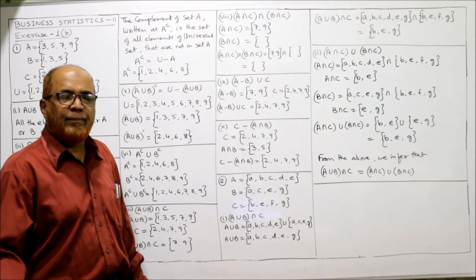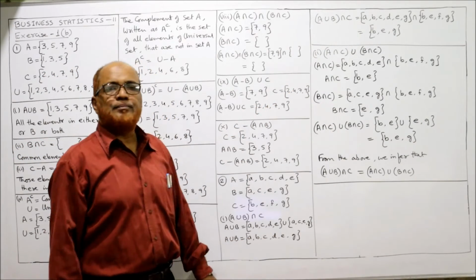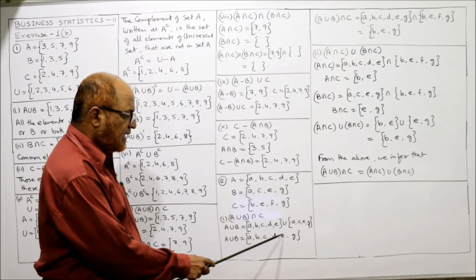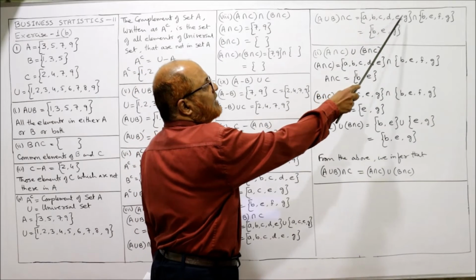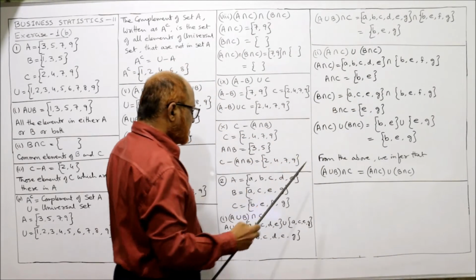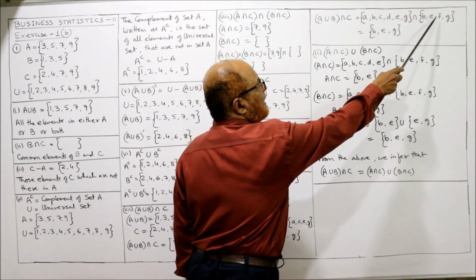Now A union B intersection C. A union B, we have already calculated: A, B, C, D, E, G. This is A union B. Now intersection C. What is C here? B, E, F, G.